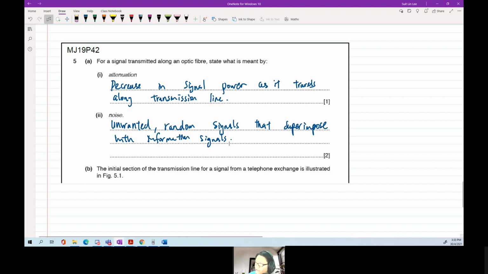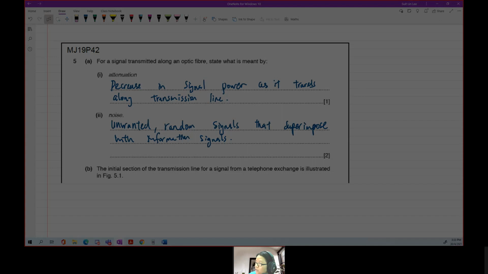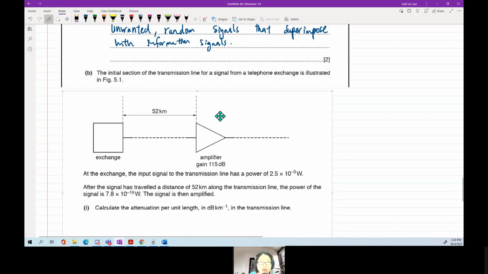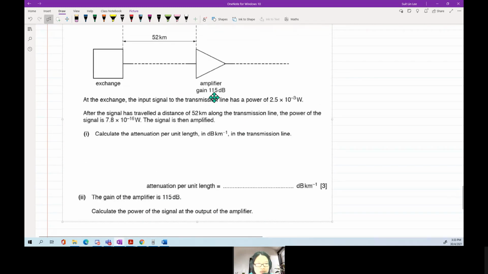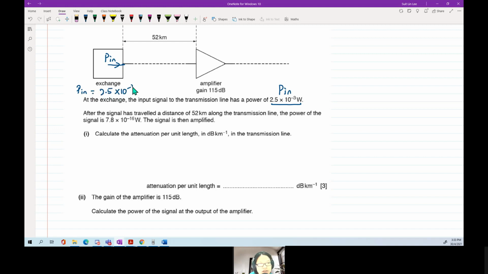Okay. The initial section of the transmission line for a signal of a telephone exchange is illustrated in figure 5.1. Beautiful. Show you what that looks like. So at the exchange, the input signal to the transmission line has a power of 2.5 times 10 to the power negative 3 watt. So the input here, P in, is 2.5 times 10 to the power negative 3 watt. After the signal travels 52 km along the transmission line, the power of the signal is 7.8 times 10 to the power negative 6 watt. So it is significantly attenuated.